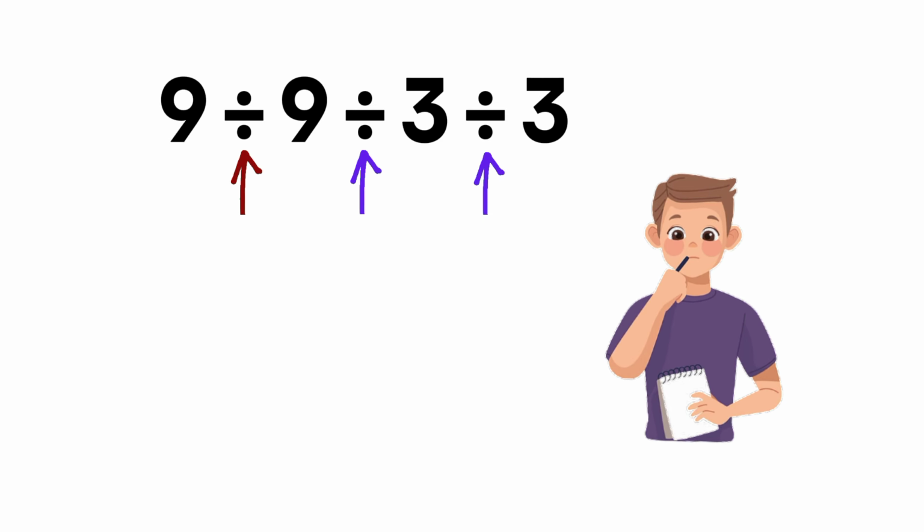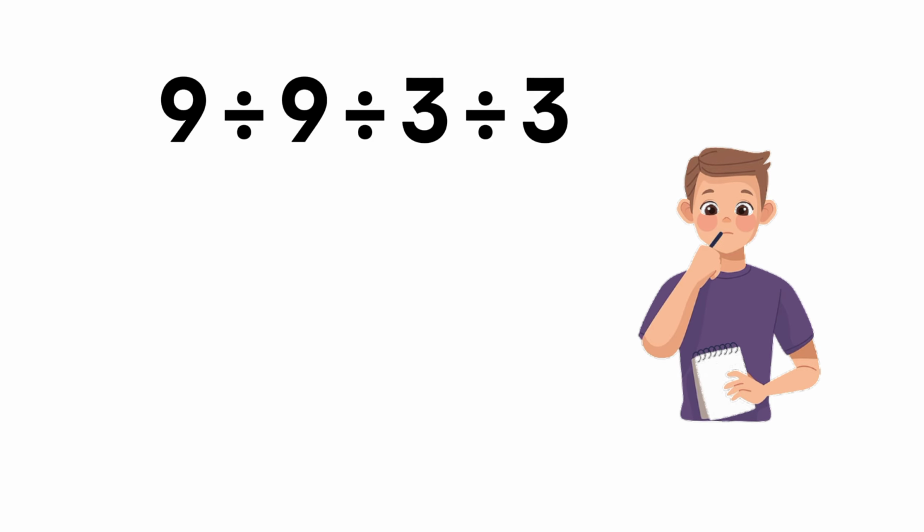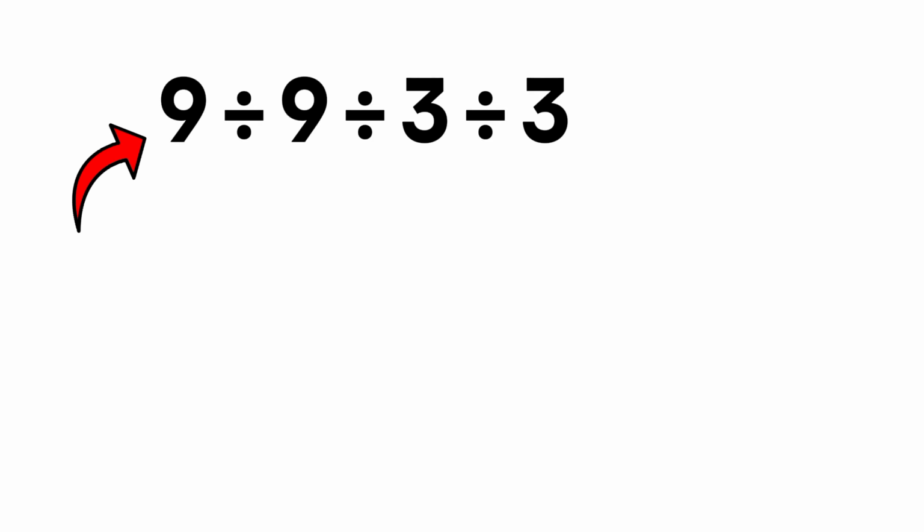Because when we have multiple divisions in a row, the rule is very clear. We work strictly from left to right. No skipping, no jumping around, no choosing the part that feels easier. Let me show you the correct way. In this expression, we have 3 divisions in a row, and according to the order of operations, when operations share the same priority, we follow the exact left to right path.